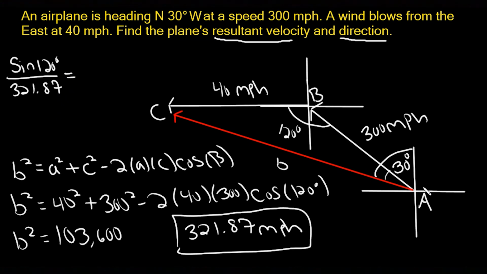So again, I'm trying to solve for angle A here, that inner angle, right? So I'm going to say sine A over the opposite side, which is going to be 40. From here, we just have to solve for angle A, and we'll have it.